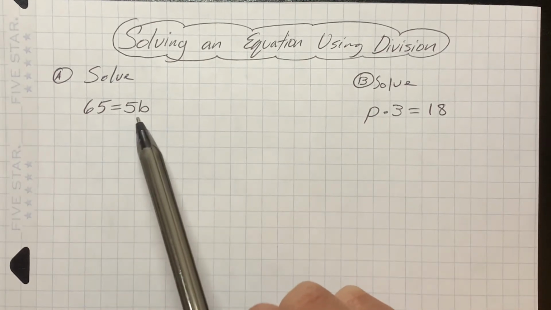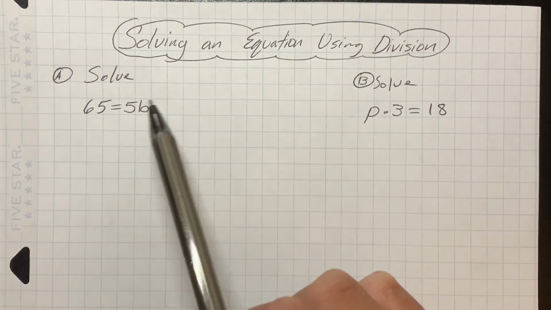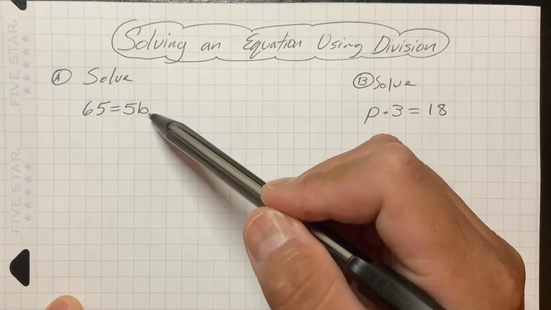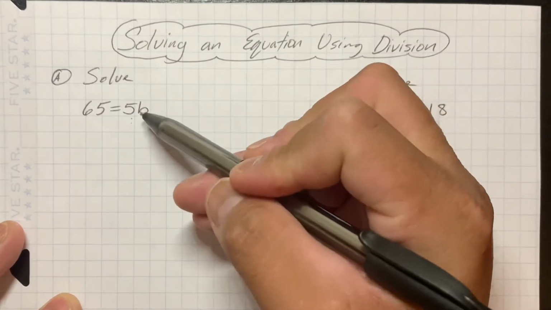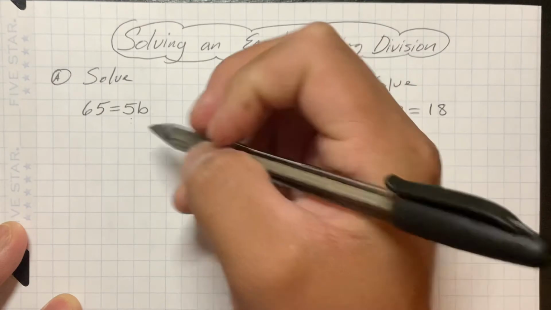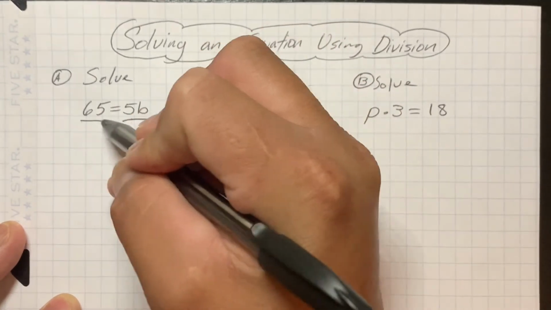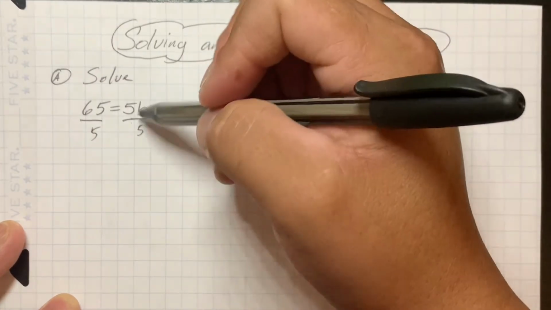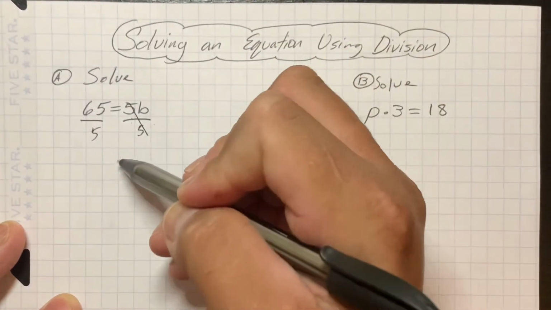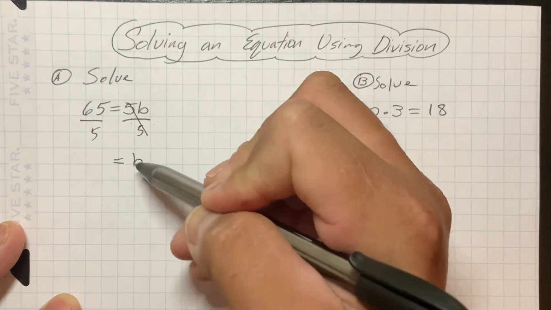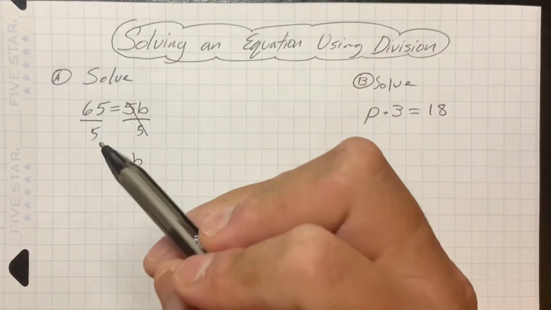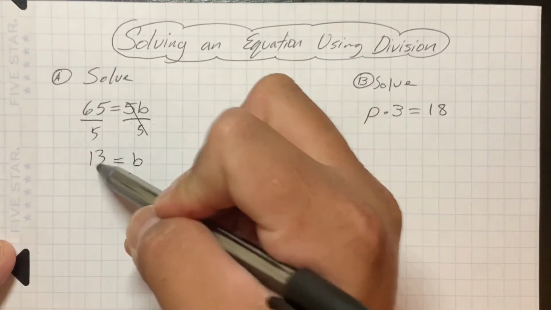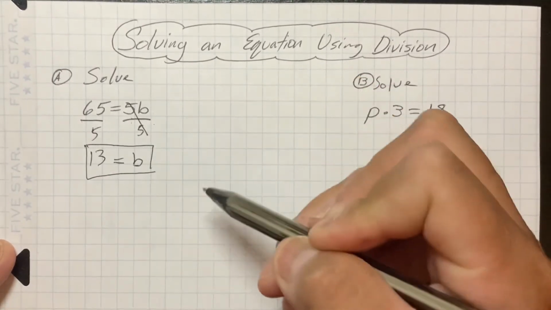65 equals 5b. So we don't know what b is, but we're going to find out. So you have a coefficient 5 and a variable b. Now we want to isolate the variable b, get that by itself. We do that by dividing on both sides. We divide by 5 on both sides of the equation. 5 divided by 5 is 1, so these cancel out. B is by itself, the variable is by itself. And 65 divided by 5, that should be 13. So we're saying that 13 equals b.